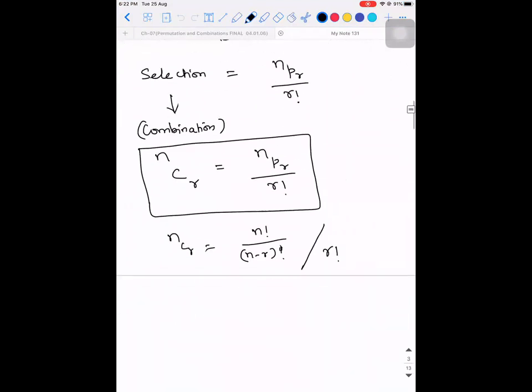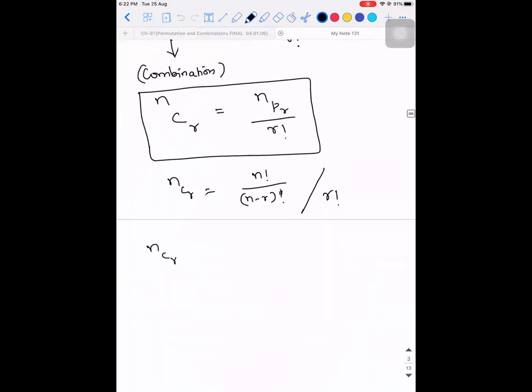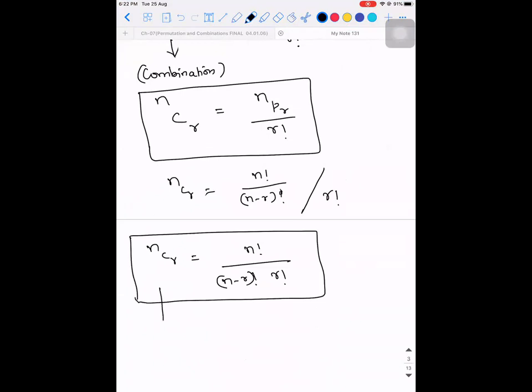So nCr is equal to, going forward, we'll be using this formula: n factorial divided by (n minus r) factorial into r factorial. So when will you use nCr? When you need to select. Are you able to understand till here? Instead of memorizing it like a formula, I've given you the logic of it. Is it clear?